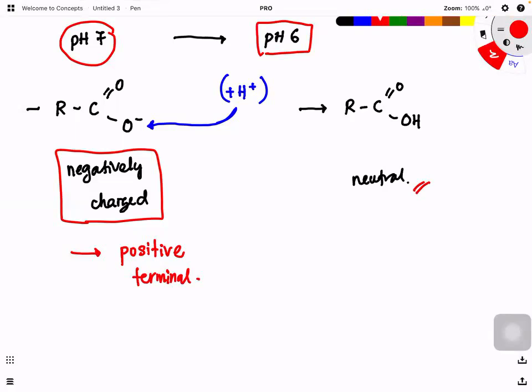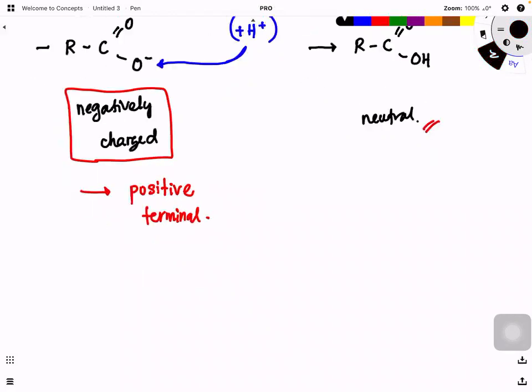When there is no net charge, they won't be influenced by the electric field. So they won't move, they will stop. When they stop at the particular region, then we say that they reach their isoelectric point, where the electric field won't make them move. They won't influence the movement of the polypeptide. Okay, so now look at another example.